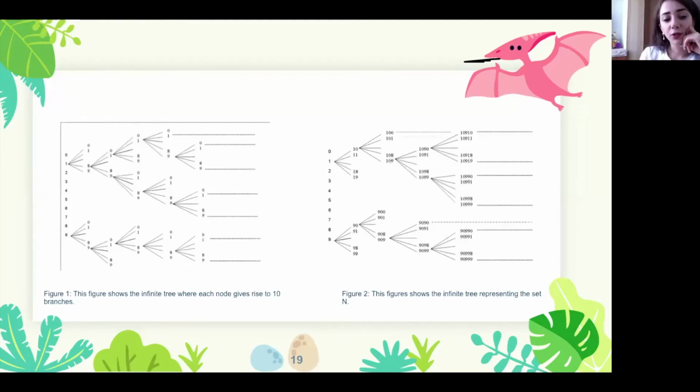Figure shows the infinite tree where each node gives rise to 10 branches, yes? And the second figure shows the infinite tree representing the set n.